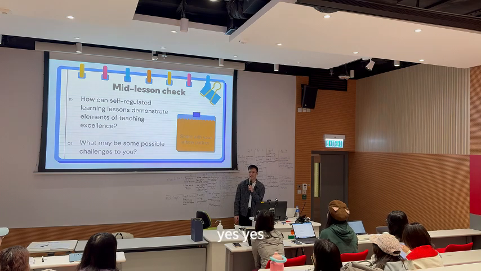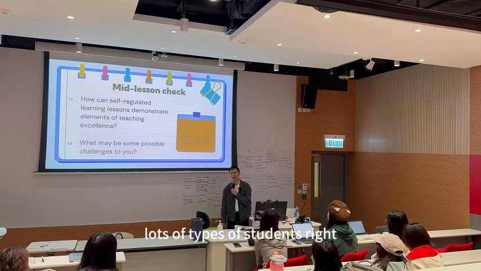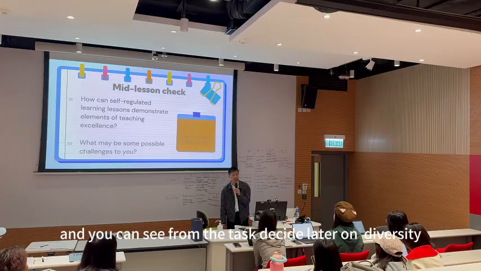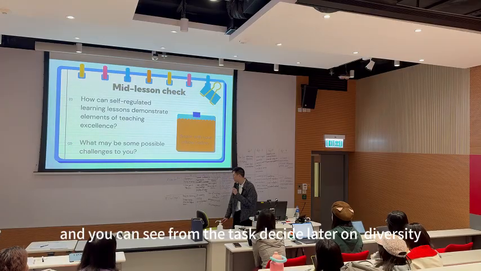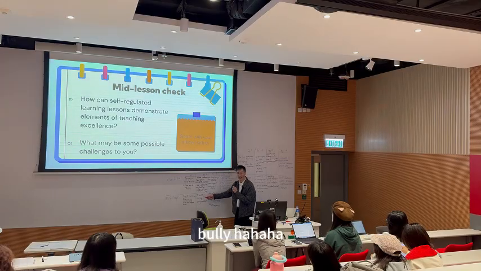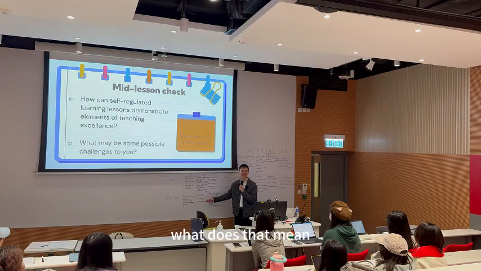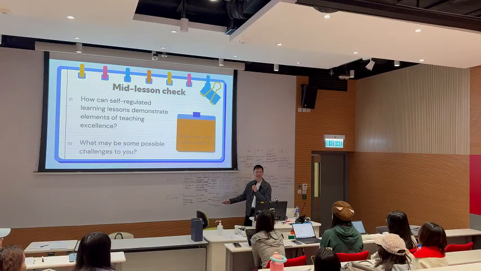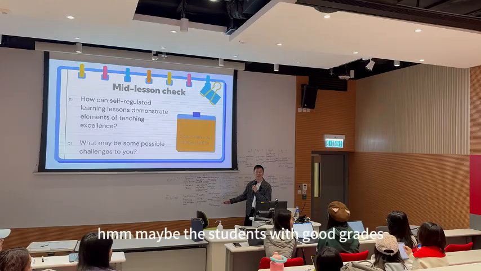Diversity of students learning in different ways. Oh yes, there are lots of types of students, right? And you can see from the task design later on. Okay? Diversity. Bully. What does that mean? About the peer evaluation.